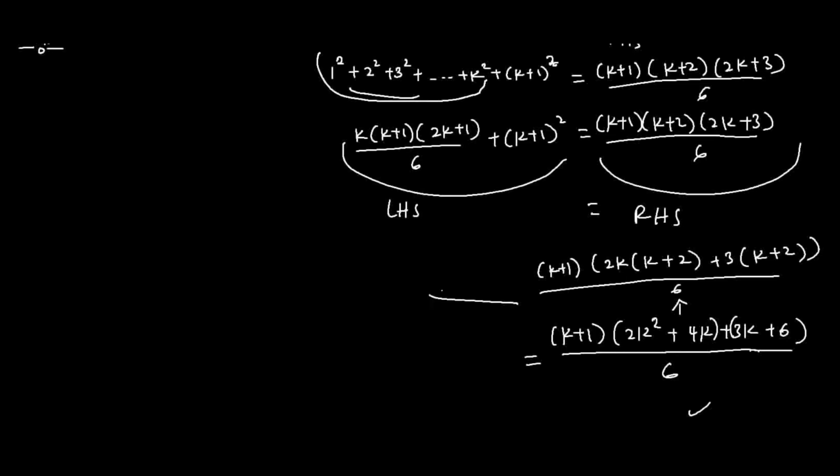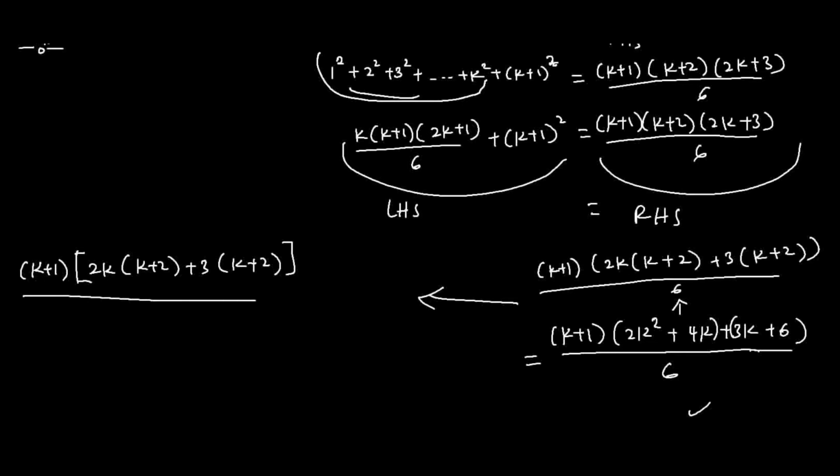So now let's continue from this side here. We have k plus 1 multiply 2k bracket of k plus 2, then plus 3 multiply k plus 2, all this divided by 6. This is what you have here now.